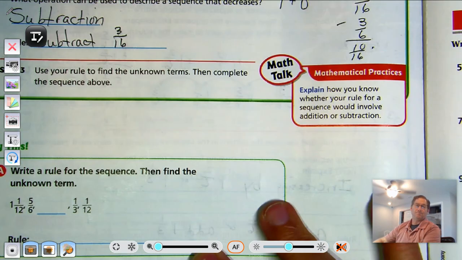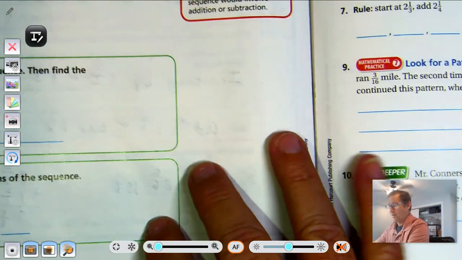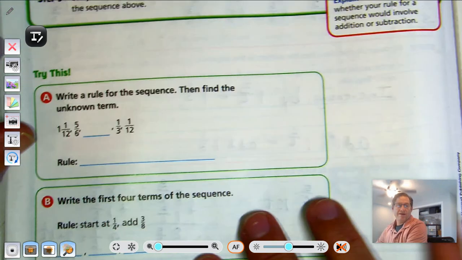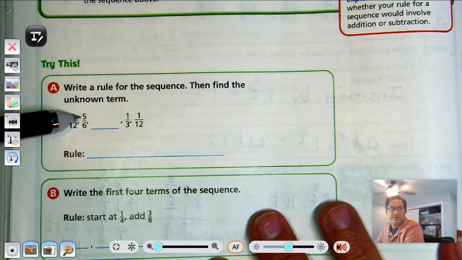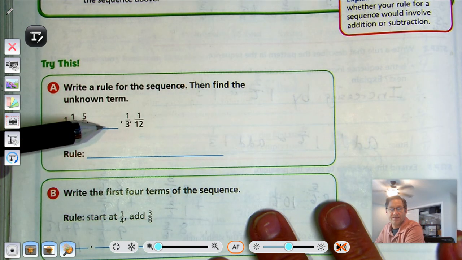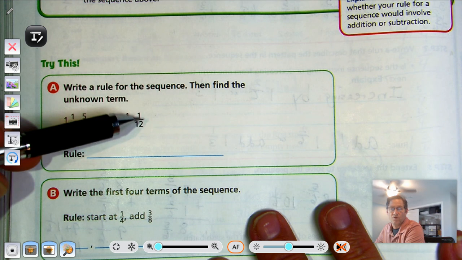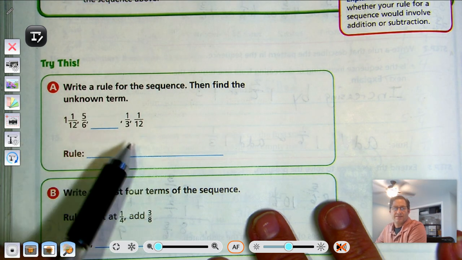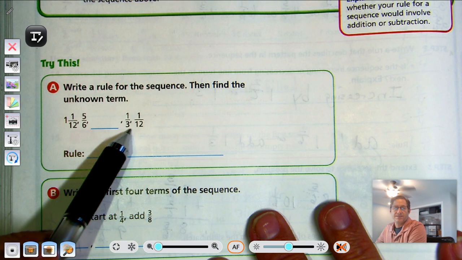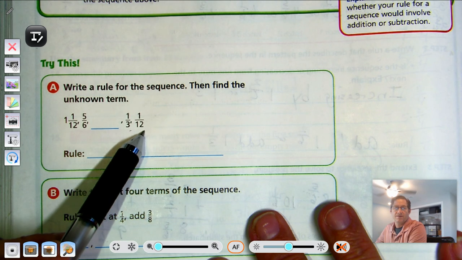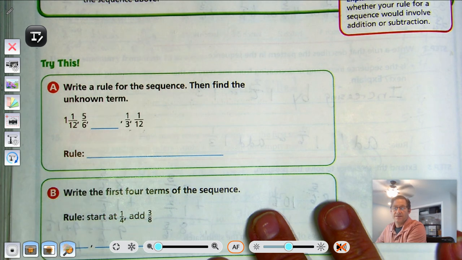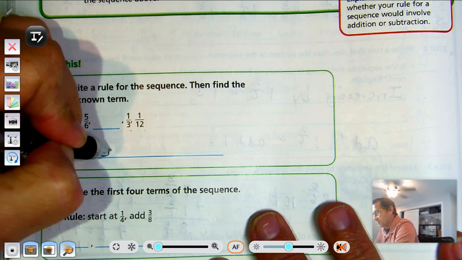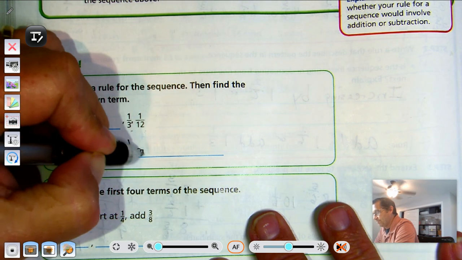All right. So let's try the next one. So we have 1 and 1/12, and then it goes to 5/6. And then we're missing a number, and it goes to 1/3, and then 1/12. Well, I noticed that the denominator between these two, the denominator is bigger. So that means that the fractions are getting smaller. So we're going to be subtracting in this problem.